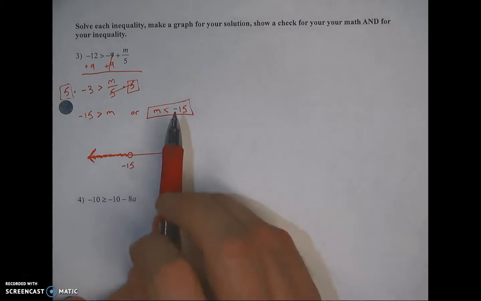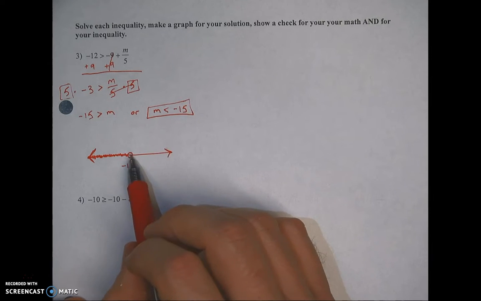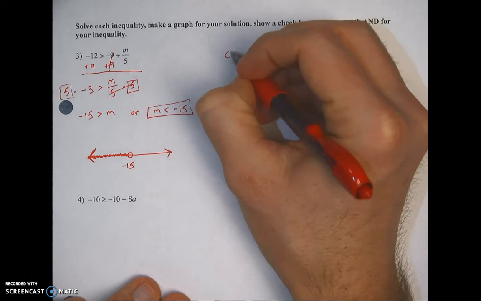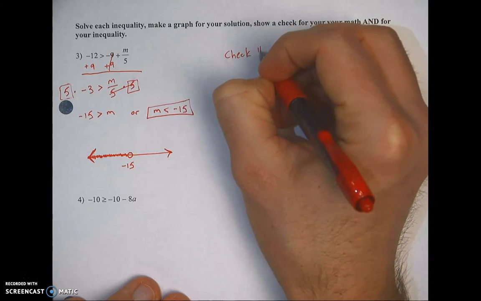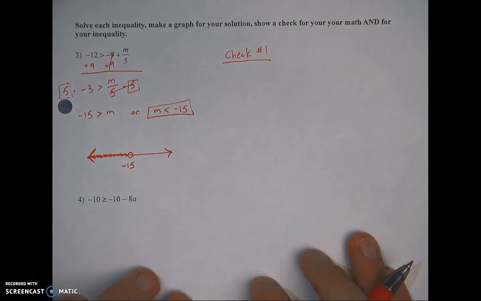So the first check is to see, is -15 the correct number? Is that where this line should start? So check number 1 is going to look just like what we did with equations. So this should seem familiar.